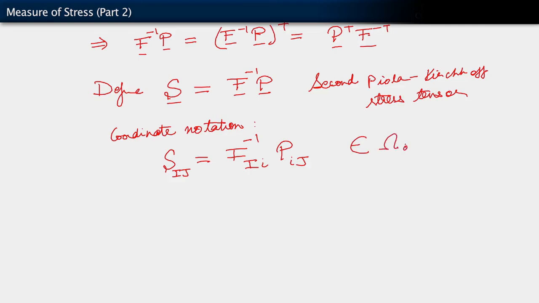Right? And it indeed can be thought of as a force per unit reference area where the force itself is directed in some direction along the reference configuration. Okay? Something to note about, so let me just put that down. S: force directed in omega naught per unit area in omega naught. Okay?